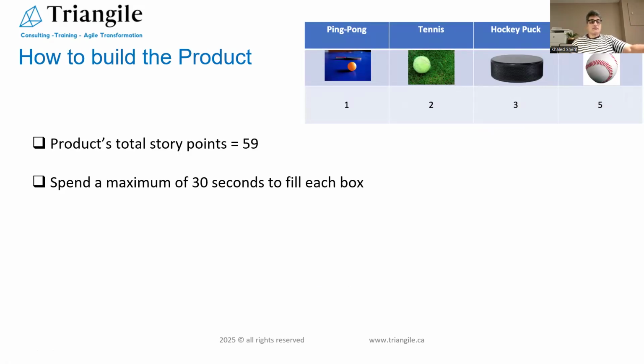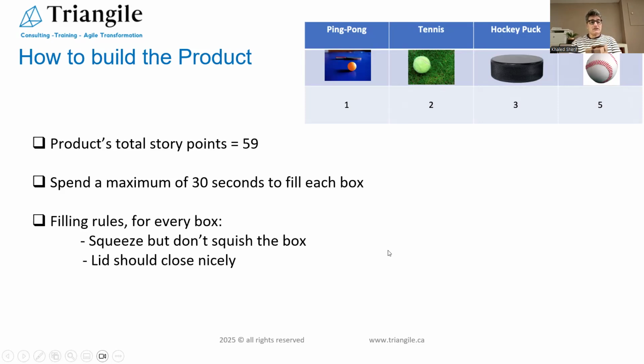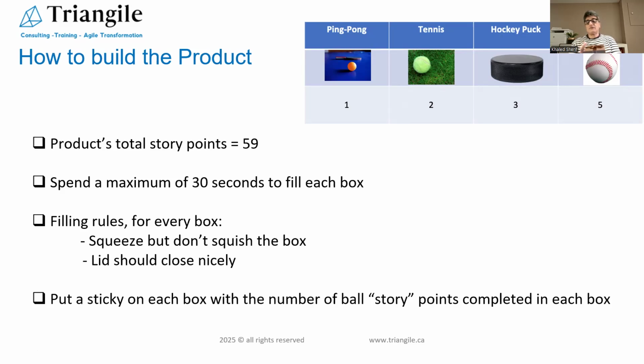I have 59 story points. Now, the rule I was told by the stakeholder is: you need to spend 30 seconds or less to fill each box, and when you fill it, the box should stay intact. You can squish the balls, but the box should not be squished. You can squeeze, but you cannot squish the box. And also, the lid has to close tight and nicely. So now let's start by filling those boxes and see how many we can come up with.